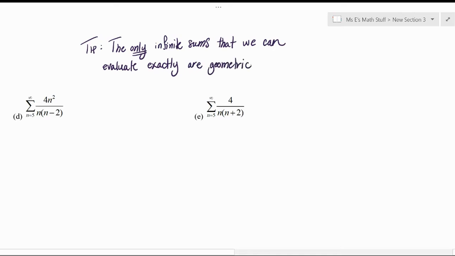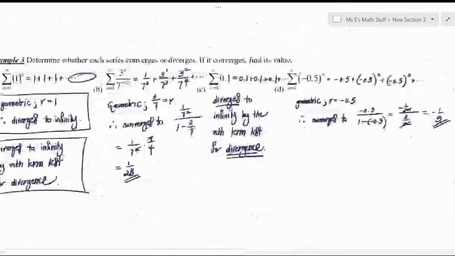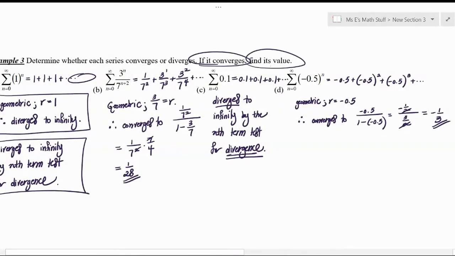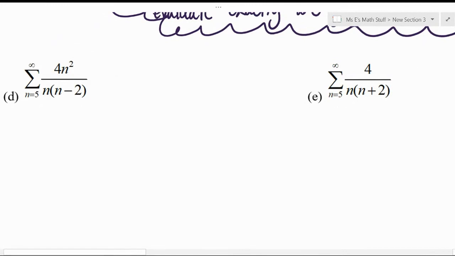geometric and telescoping. After these two types, we'd be able to say if it converges, like whether it adds up to something finite, and we might be able to approximate the answer, but we wouldn't be able to get it exactly, okay? So the reason I'm telling you that now is because notice the direction said, if it converges, find its value. So that means that if you suspect that something converges, then it's either going to be geometric or telescoping.